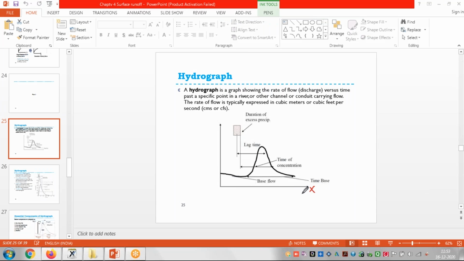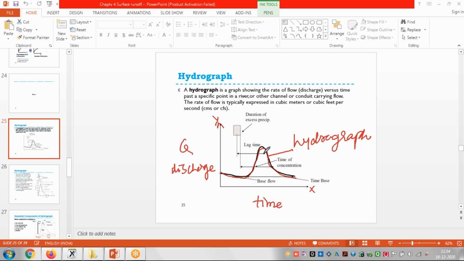On the x-axis we take the time, and on the y-axis we take Q, that is the discharge. When we collect this discharge, we plot it on the y and x axes, and we get one graph. You can see this graph. This is called the hydrograph. The hydrograph again has different components.